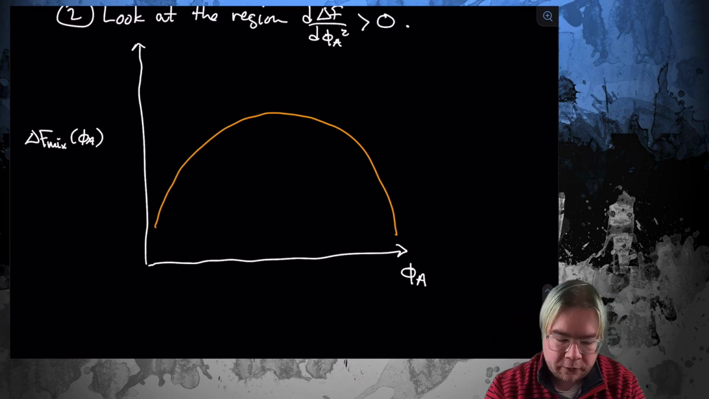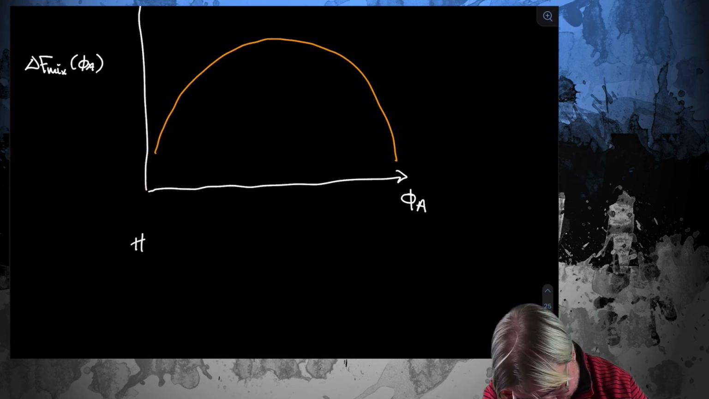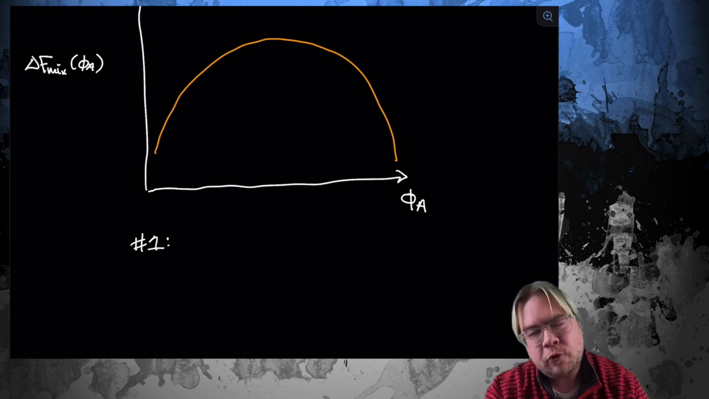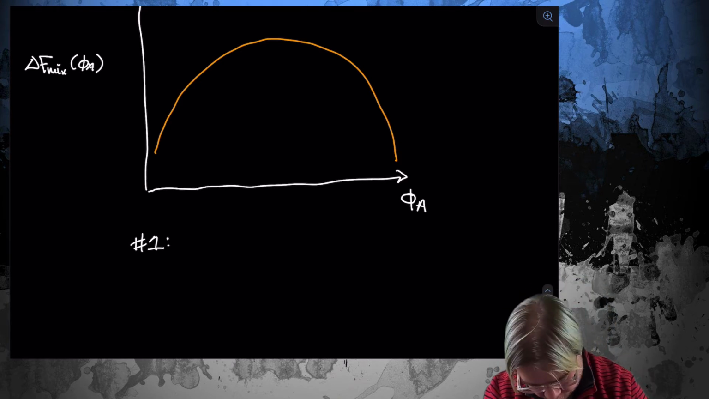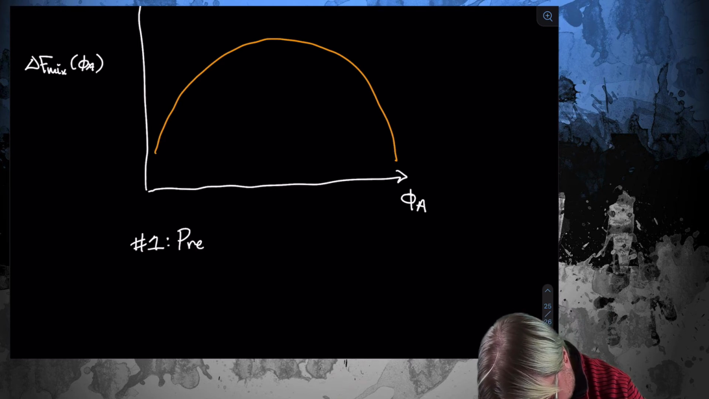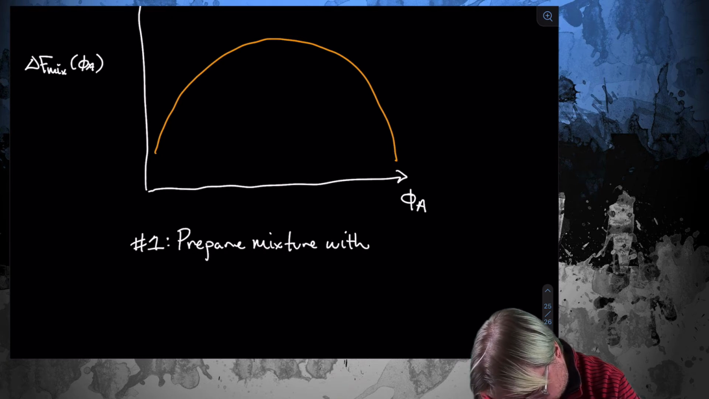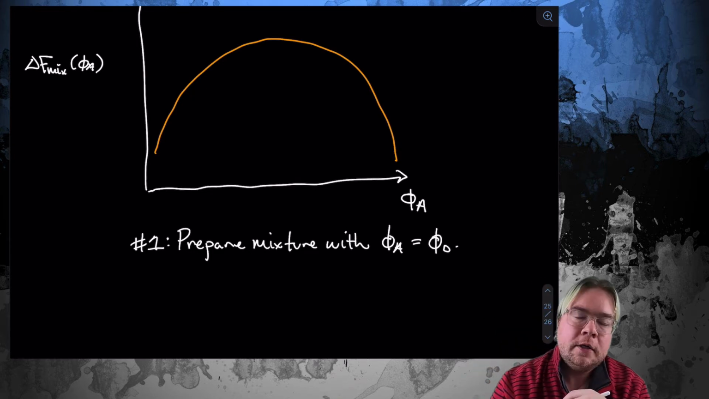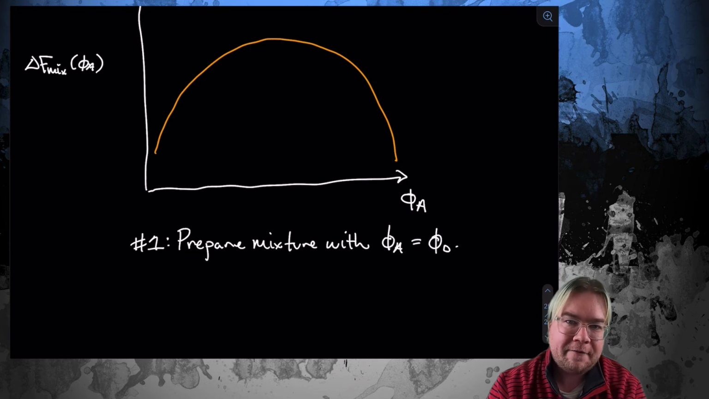So now I'm going to do the following things. The first thing I'm going to do is prepare a solution, a mixture, with phi A equal to phi 0. I'm going to pick how much A I want in my system. For example, I go into the lab and I'm going to take 45% A and 55% B and mix them together. So that's what I've done.